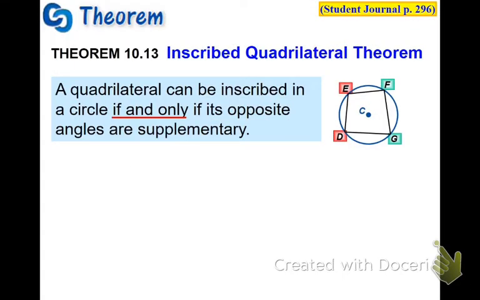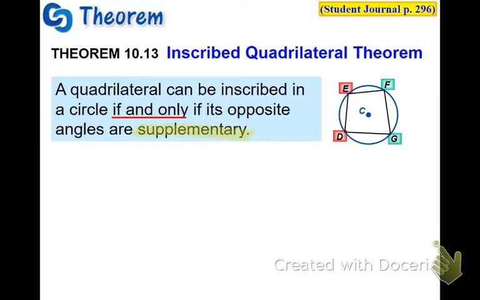Yep. Now we have one last thing to talk about. It's about quadrilaterals. What is a quadrilateral? A four-sided figure. Perfect. So a quadrilateral can be inscribed in a circle if and only if its opposite angles are supplementary. I need you to highlight the word supplementary because most of you are going to forget in the next 2 seconds.